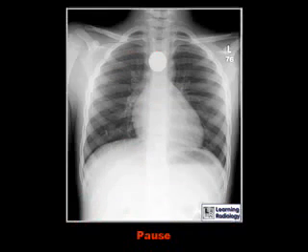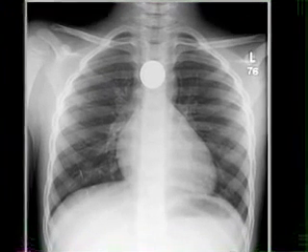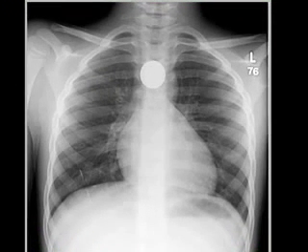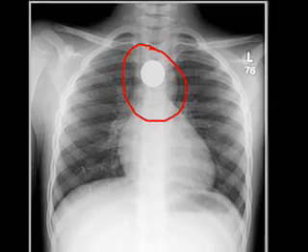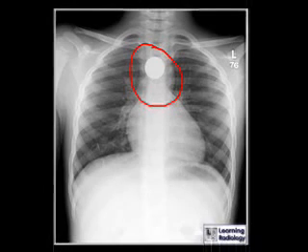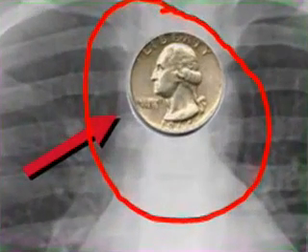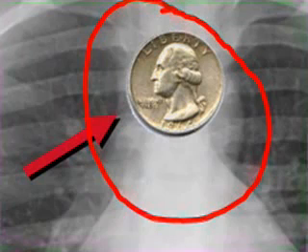Here's a mini quiz for you. Look at this radiograph, pause your computer or MP3 player, and decide what you think it is. Well, there is a metallic density right in the middle of this little kitty's chest, and it's superimposed on the area where the trachea or the esophagus would be. This metallic density is a coin in the esophagus, and it actually represented a US quarter.